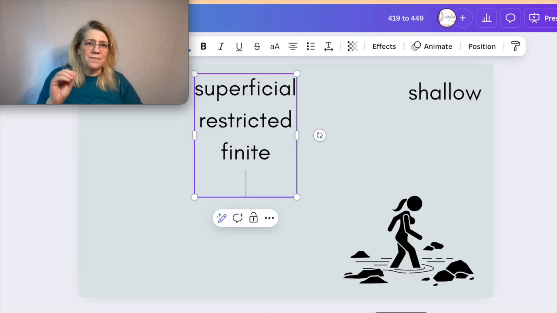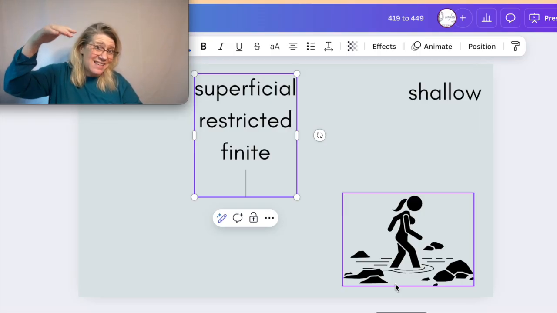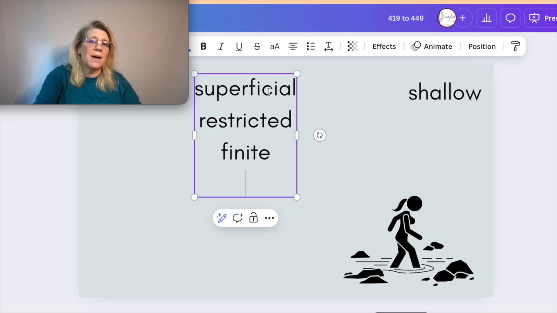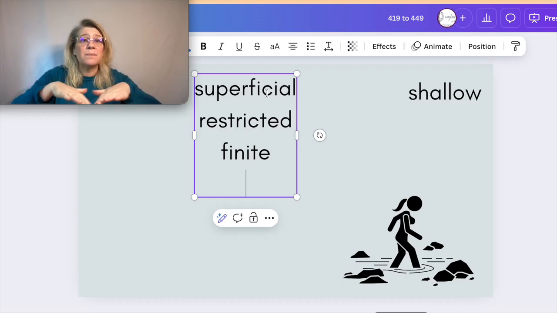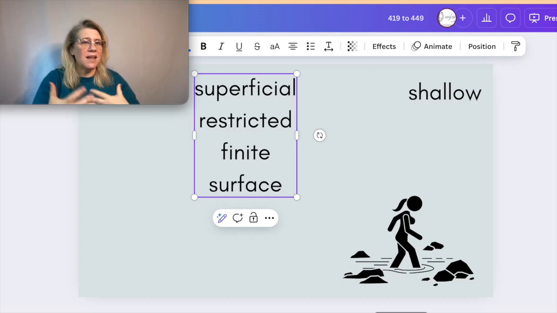So superficial. The opposite of shallow would be deep. Right now, this girl is standing in shallow water, but we also have deep water where you wouldn't be able to see her. She'd be under the water. And we use those same words to talk about superficial. The opposite of superficial would also be deep, that we're talking about going below the surface. So surface is another word for shallow.